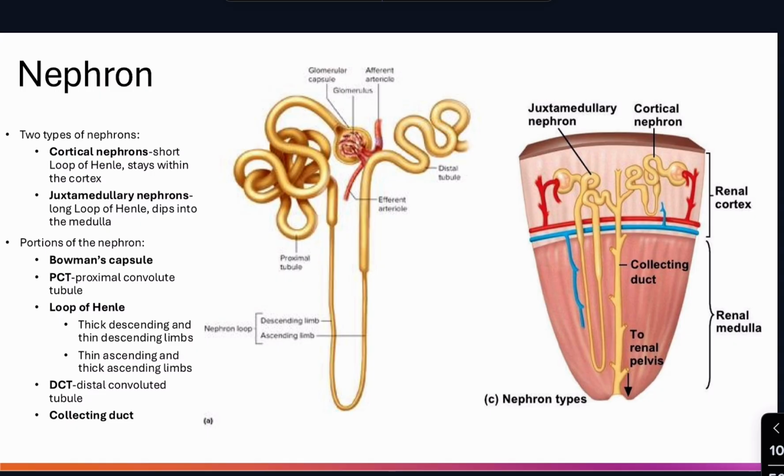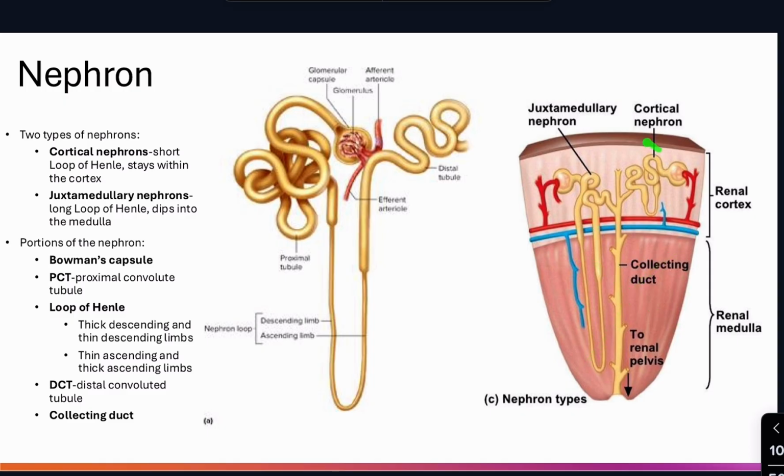Okay, so these two types of nephrons are going to be our cortical nephrons and our juxtamedullary nephrons. And these are simply referring to how far they're going to span throughout the kidney. So the cortical nephrons, cortical, right? This is going to be in reference to the cortex. We talked about the renal cortex, that outer lighter colored layer of the kidney. So these are going to be nephrons that exist solely within the cortex, right? We're not going to see them extending into the renal medulla, okay?